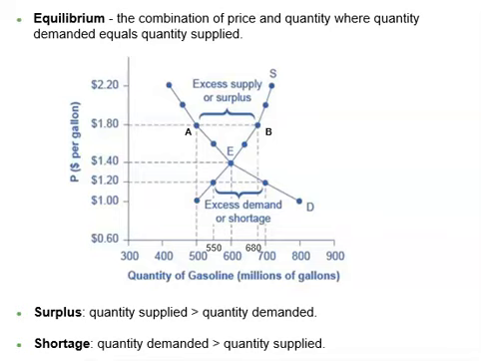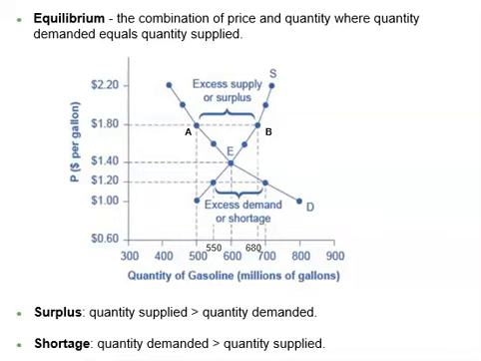You can see the dashed line at $1.8 cuts the demand curve at point A. From point A, you follow the dashed line straight down to the horizontal axis. You see the number 500. That is the new quantity demanded when the price is $1.8 per gallon.